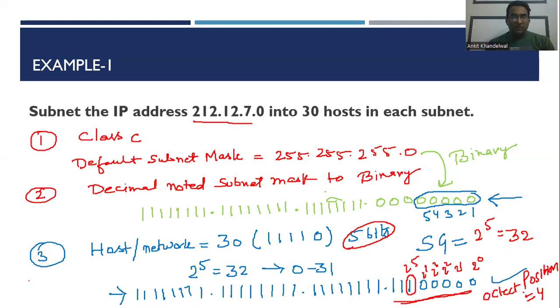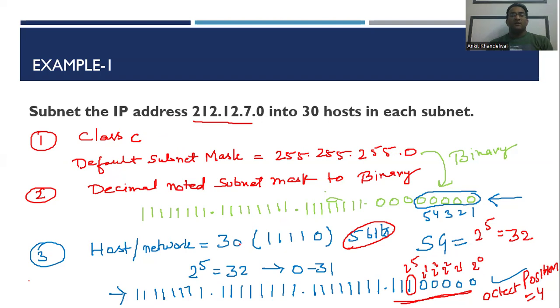So till now, what have we done? We have done 3 steps. First of all, we found out to which class this IP address belongs, that is class C. Then for this class C, we wrote down the default subnet mask, that is 255.255.255.0. Then in step 2, we converted this default subnet mask to binary notation. Then in the third step, we noted down the number of hosts, which is equal to 30 as per the question.